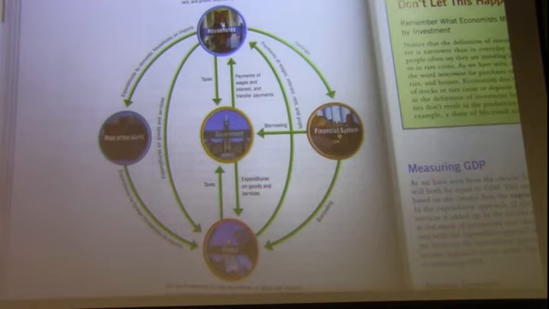So we'll start with households. So we have households at the top. That's where all of us live. Even if you are a small business owner or you are a CEO of a corporation, you live in a household. And there's two things you do as a household person.